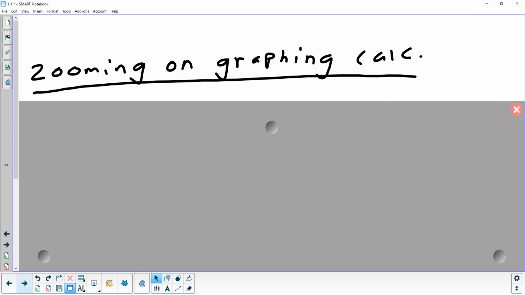So one of the things we're going to do a lot on the calculator is we're going to have to zoom. The calculator will do whatever you tell it, but it's only as smart, it's only as useful as the person that knows how to use it.